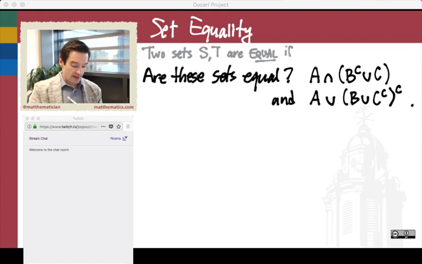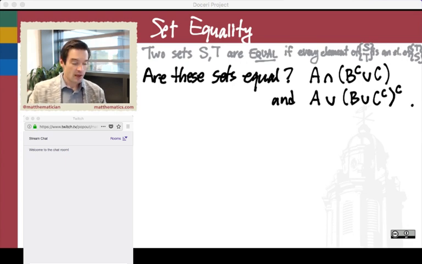So how we can say that is as follows. Every element of S is an element of T. And every element of T is an element of S. So both of those statements have to be true. Every element which belongs to one of the two sets also has to belong to the other one. Another way to say this is S and T are equal if it's true that both S is a subset of T and T is a subset of S. Right? So that's what we mean by set equality. The elements in the two sets have to be exactly the same as one another.